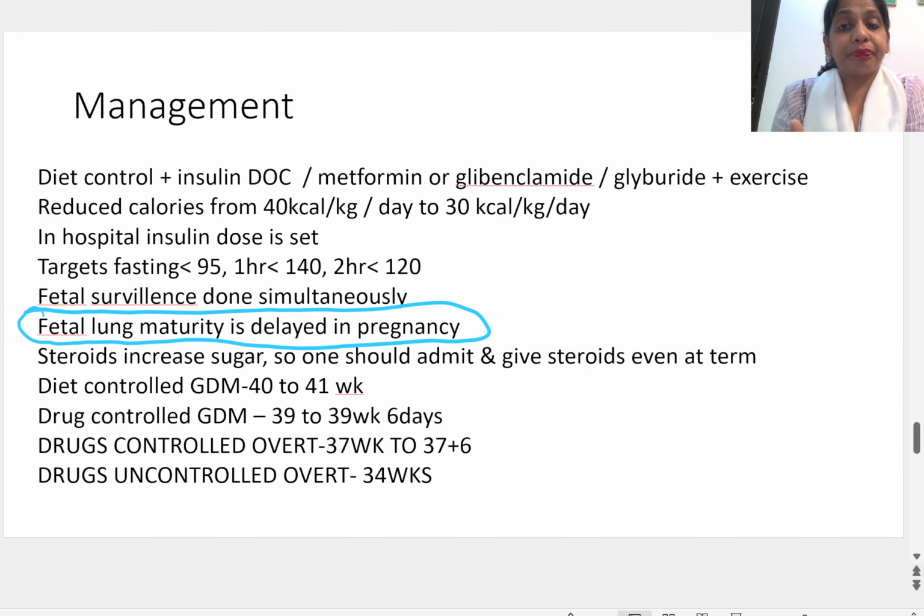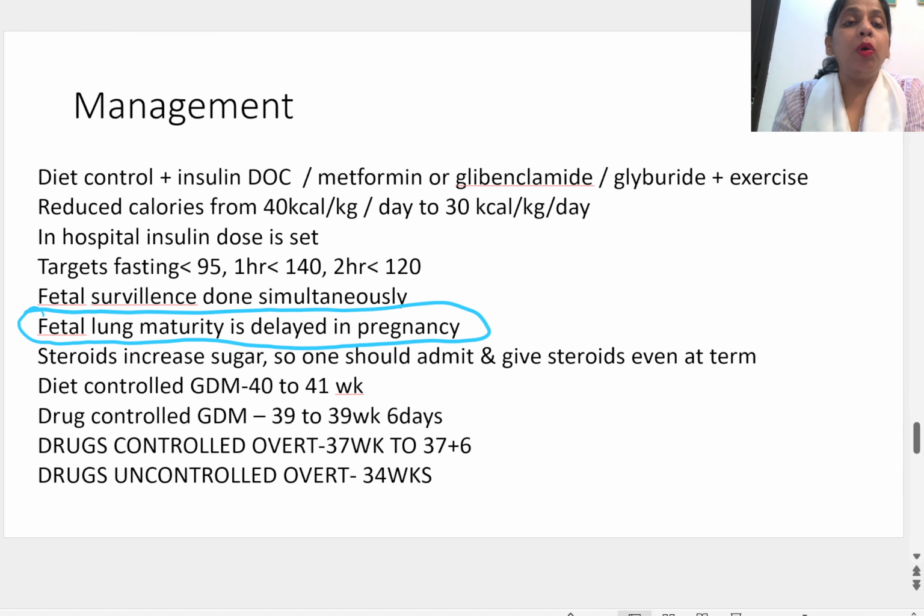Okay, so even in some hospitals steroids are given at term, because fetal lung maturity is delayed in these diabetes patients. Okay, now steroids increase the sugar, but they are not contraindicated, but it is told that one needs to admit the patient and give the steroid. Okay, and monitor the sugar and accordingly increase the insulin for that interval of steroid.